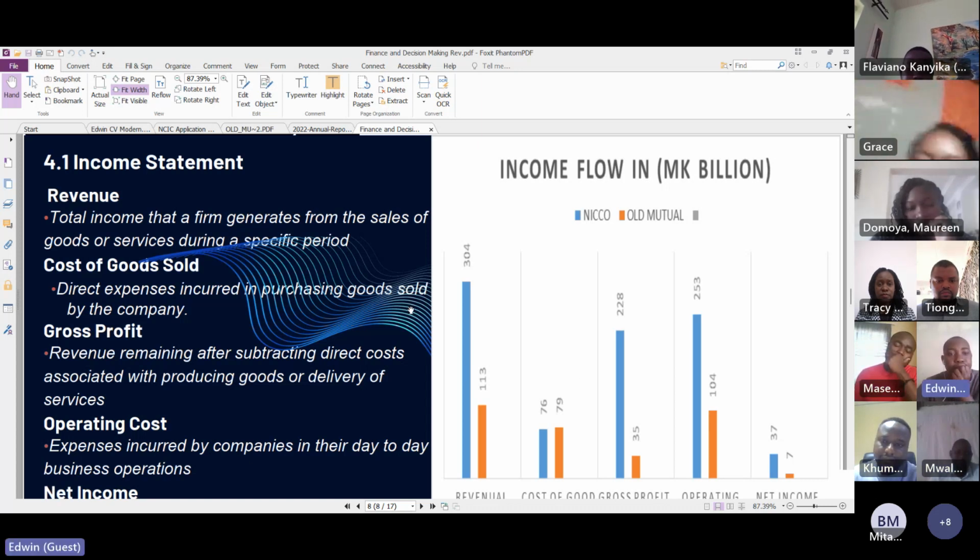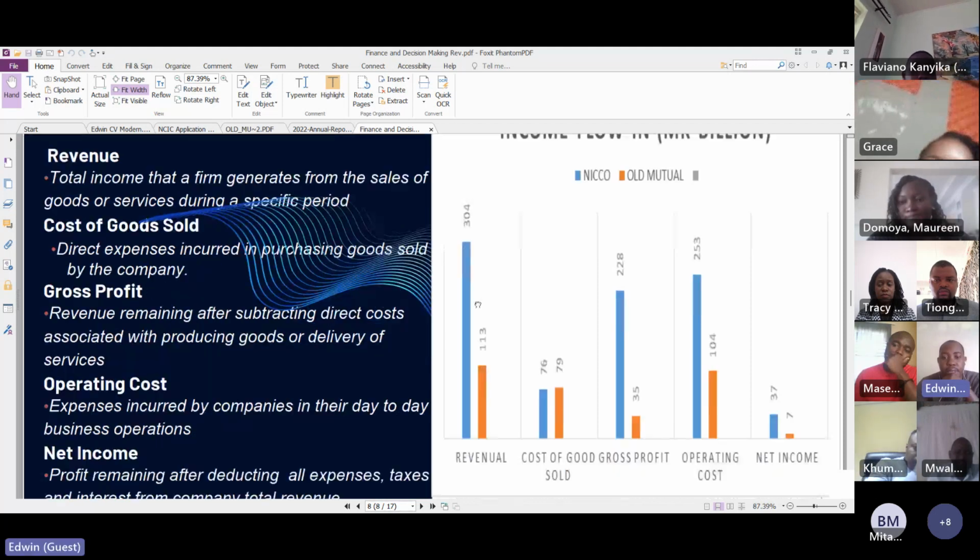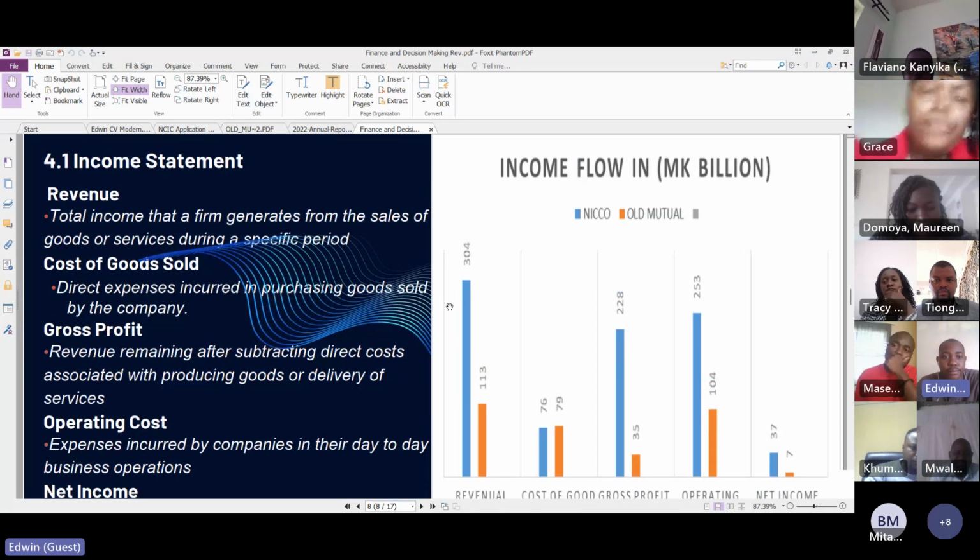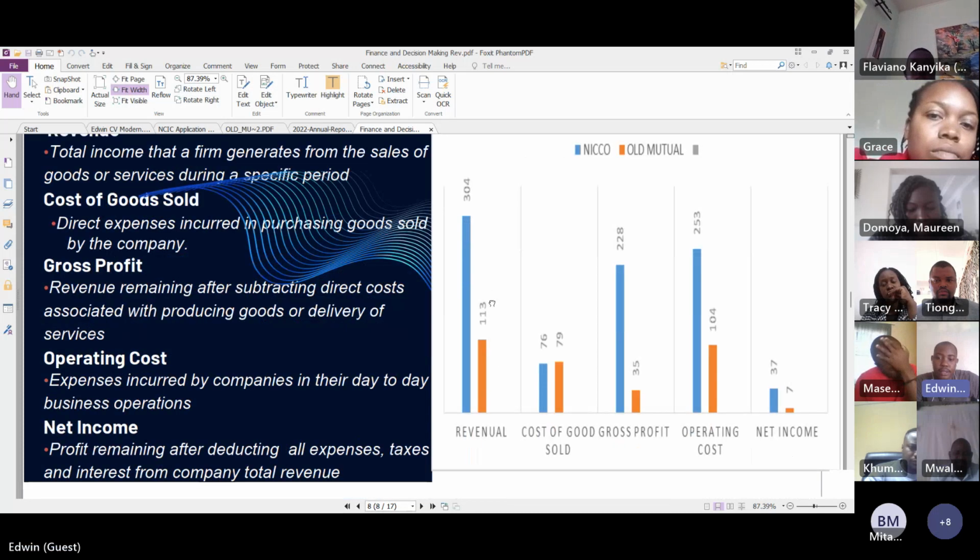All right. I'll just take you through the financial statements for the two firms, Old Mutual and NICO. As you can see from the graph here, for the year ended December 2022, NICO had a great revenue compared to Old Mutual at 104 billion. The same applies for the cost of goods sold. They are more or less tight, at 76 and the other one at 79 billion.